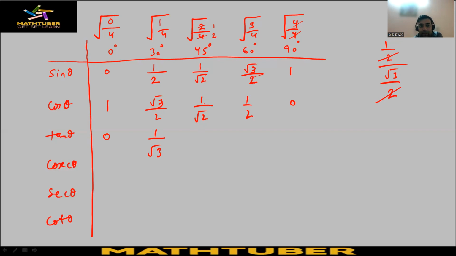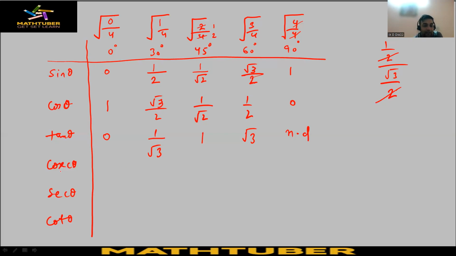Similarly, 1 by root 2 upon 1 by root 2. As these both values are same, so we can cancel them with each other and this will be 1. Similarly, root 3 by 2 upon 1 by 2. 2 will get cancelled here and its answer will be root 3. And 1 upon 0 becomes not defined here, right? As the denominator becomes 0.